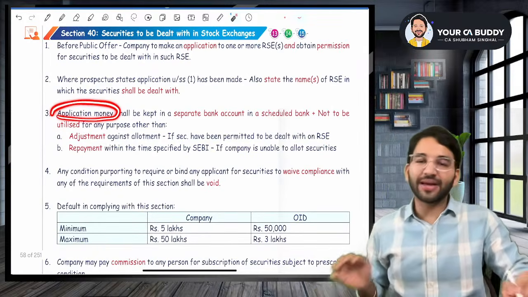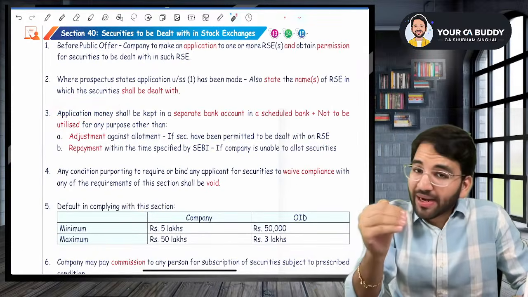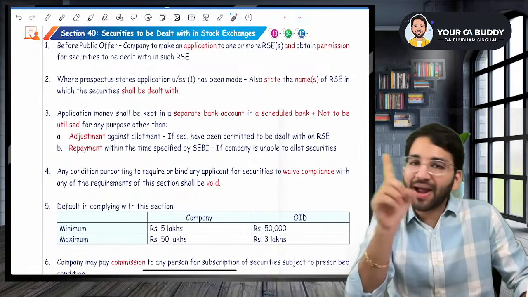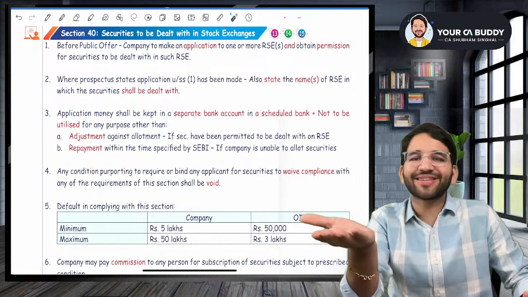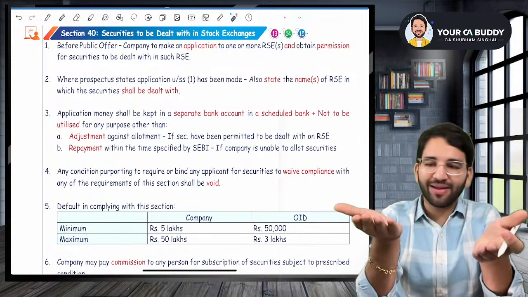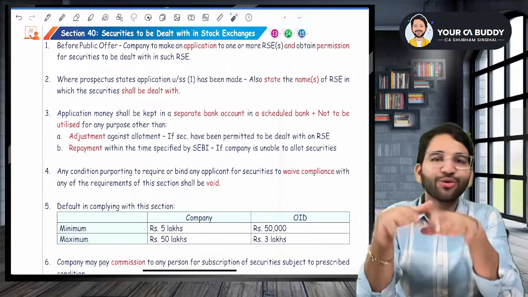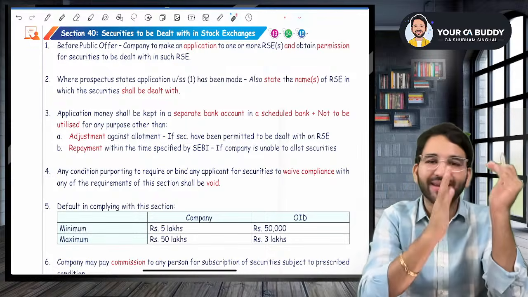What about the application money, sir? Whatever application money comes, that has to be kept in a separate bank account with a scheduled bank. What will you do with that application money? If you go for allotment, you will adjust it against allotment. Also, you use that money to refund, but you will have to keep it in a separate bank account.